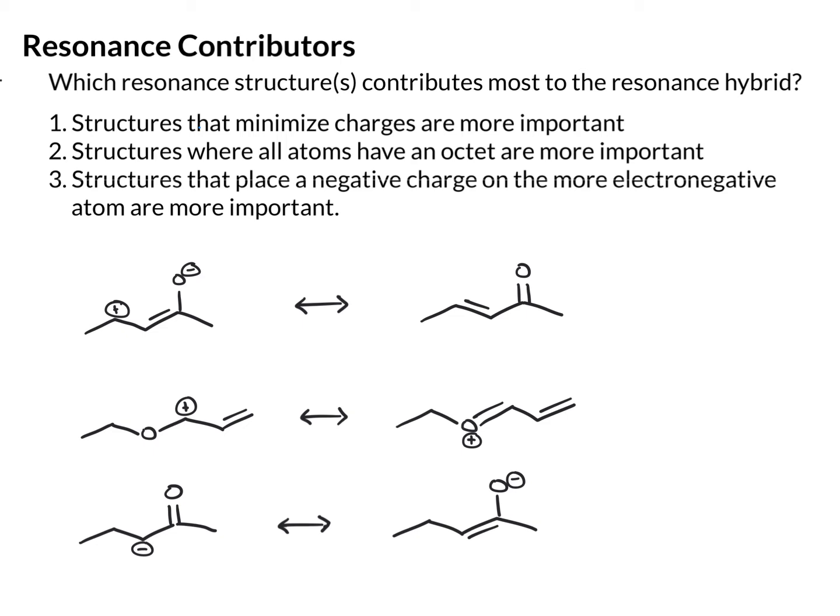Number one, structures that minimize charges are more important. So if we look at our first example, this illustrates number one. In the first resonance structure, there's two charges within it. But if we move these electrons, we can get a second resonance structure that doesn't have any charges. So this is the more important resonance structure, or the major contributor.